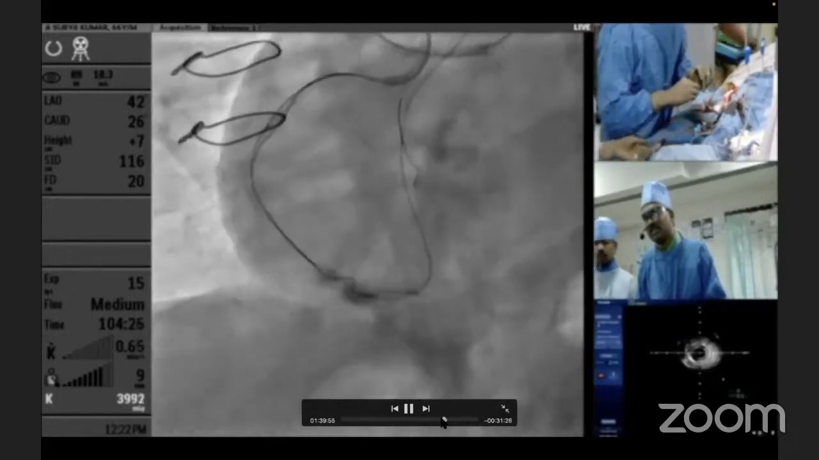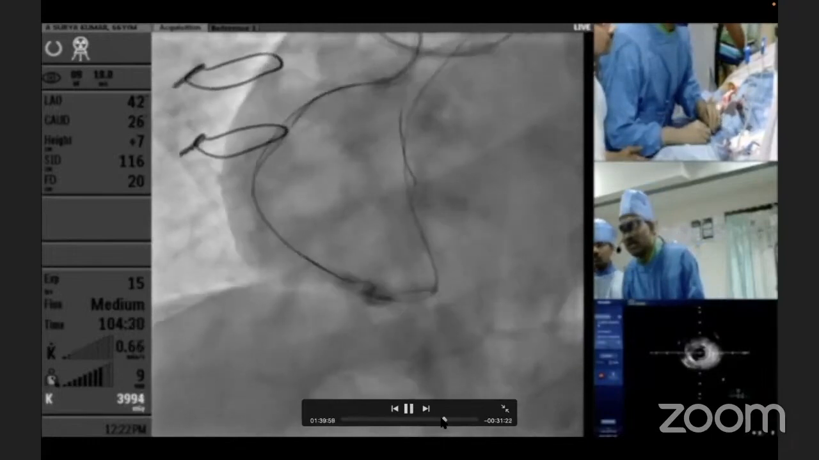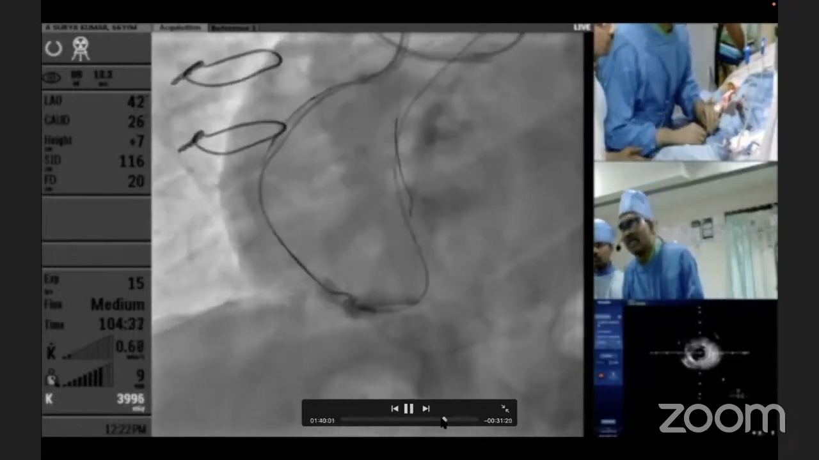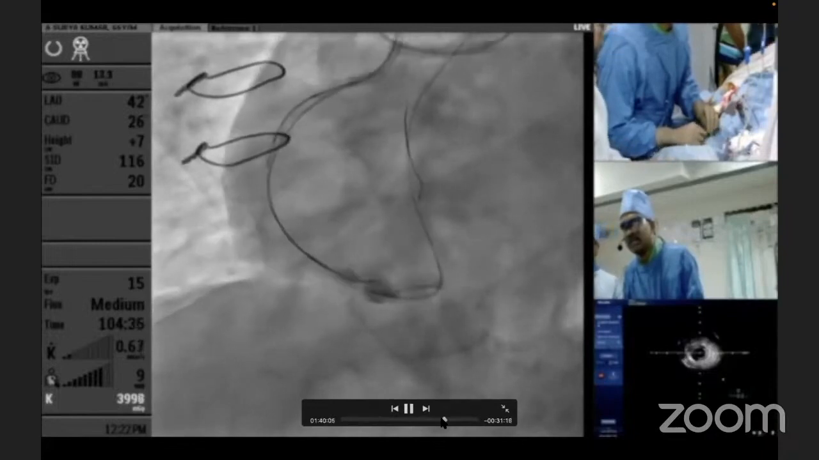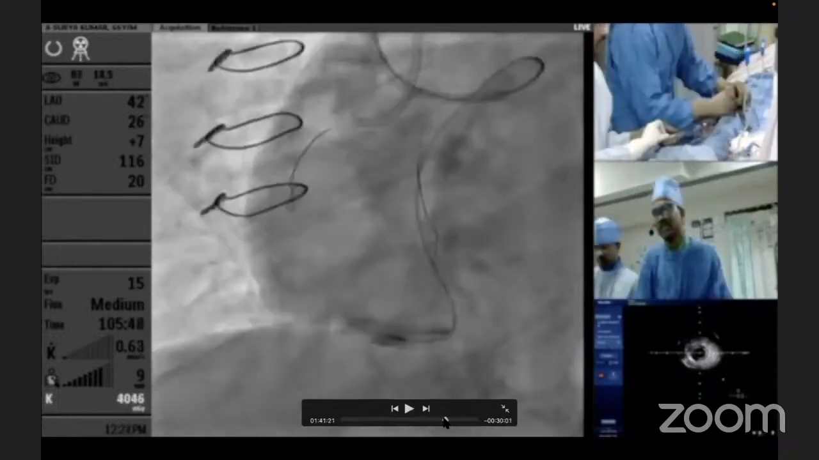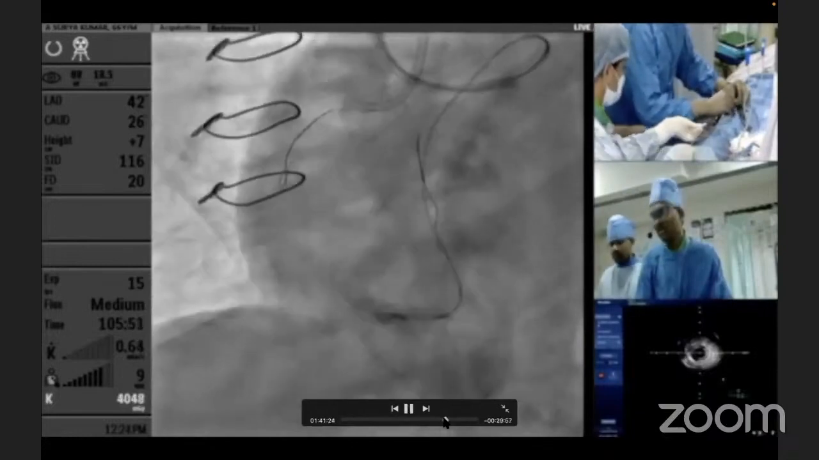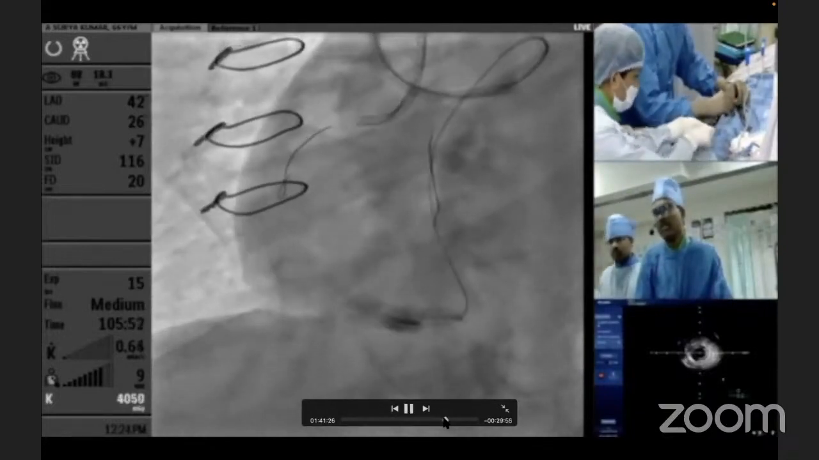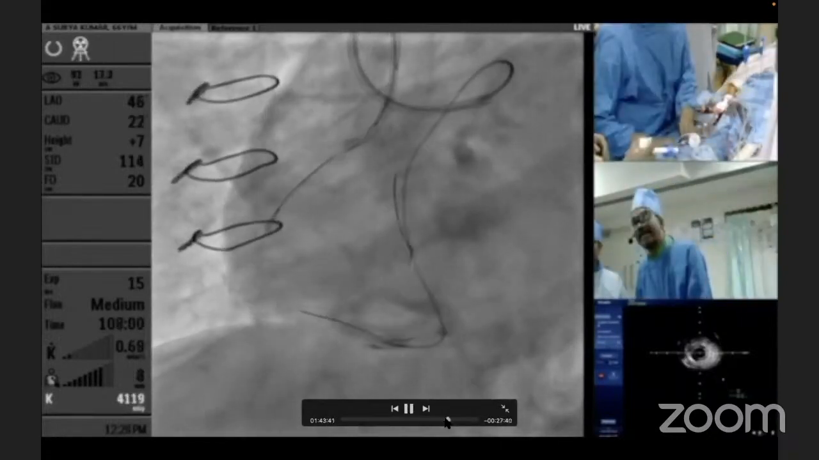So you can see how I'm handling my antegrade wire. If I wanted to continue with the procedure, I wouldn't handle my antegrade wire like that. I'm in fact knuckling there. And then we did the investment.